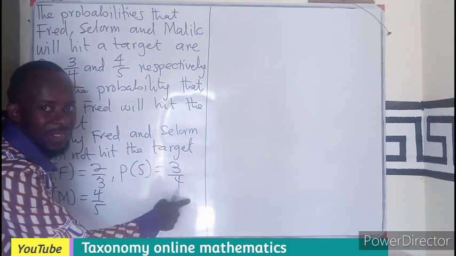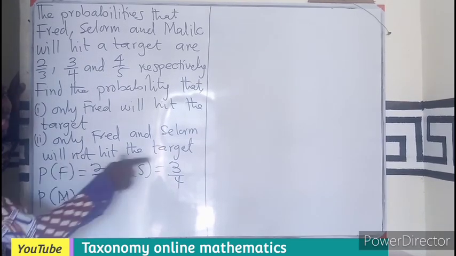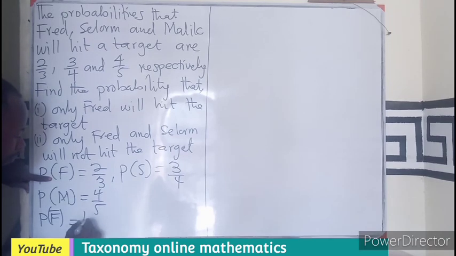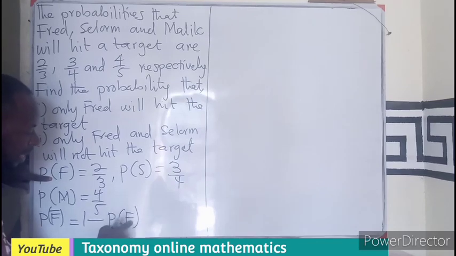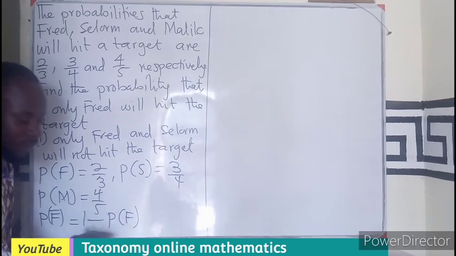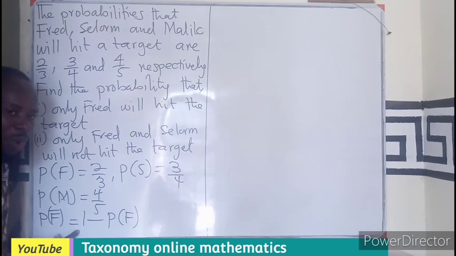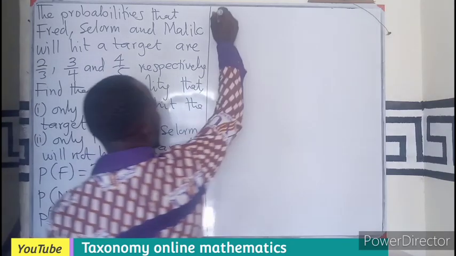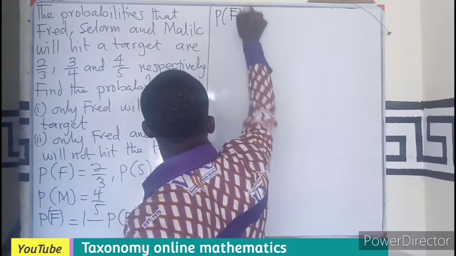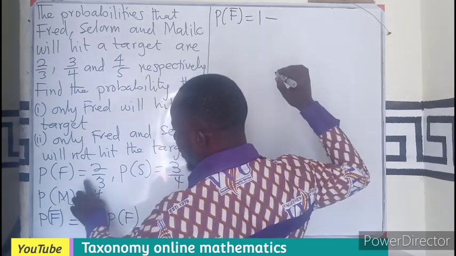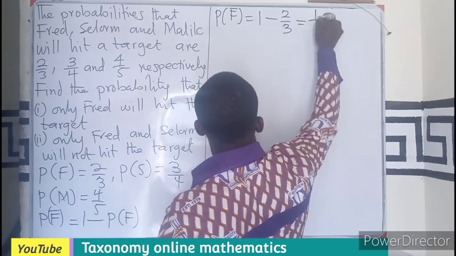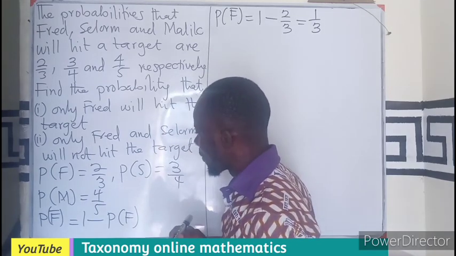What if they did not hit the target? Because there is a question here that means they will not hit the target. So we need to find the probability of Fred not hitting the target, which equals 1 minus the probability of Fred hitting the target. You remember the rule that says not hitting the target equals 1 minus hitting the target, because both must add to what? 1. So the probability of Fred not hitting the target is 1 minus 2 out of 3, and that becomes 1 out of 3 if we perform that subtraction.